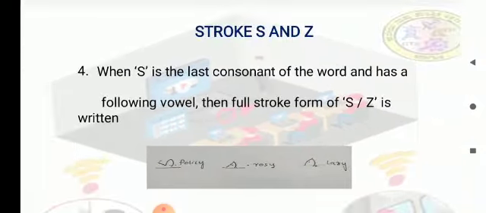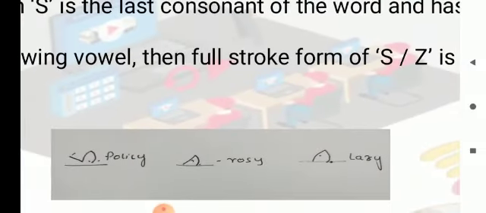Imagine if you have the word "police": after S there is no vowel at the end. So there you use P, L and circle S. But here you have "policy", so after S there is a third place vowel. To show that vowel, we have to have the full stroke. Look at the second word, "rosy". "Rose" will have a final circle S, but "rosy" will have a stroke S at the end.